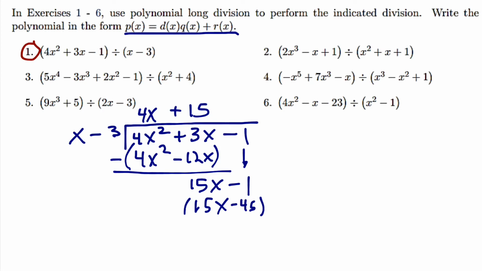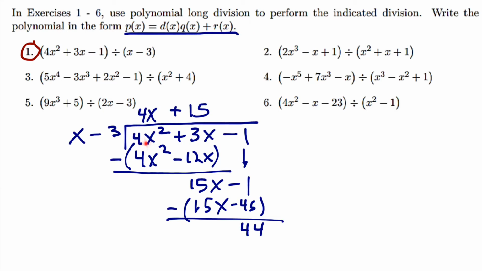And then I subtract. So I've got 0 here like I expected to get. Negative 1 plus 45 is 44. So my remainder then is 44. Now I'm asked to write it in this fashion. So I'm going to say p of x.